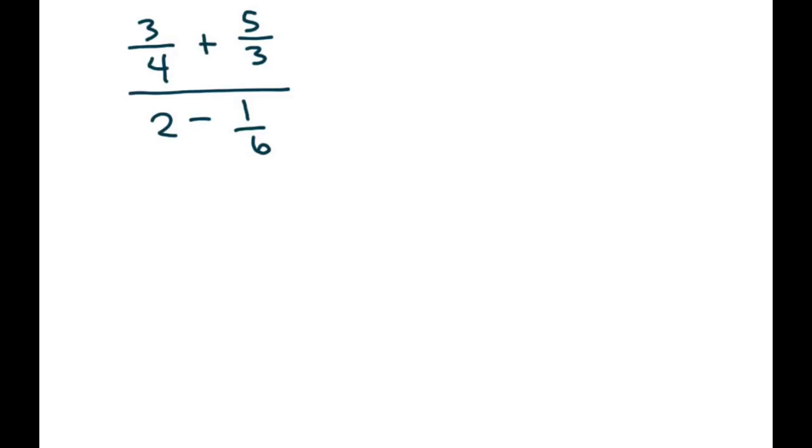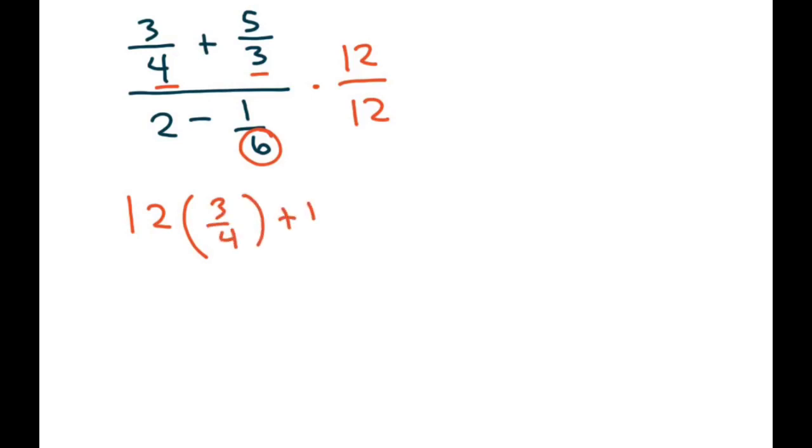My common denominator for both of these, I have a 6, but it doesn't match my 3 and 4 here, so my common denominator here is going to be 12. So I'm going to put 12 here and 12 here, because 6 goes into that, and 3 times 4 is 12. So when we do the first one, we have 12 times 3/4 plus 12 times 5/3. So 4 goes into 12 3 times. 3 times 3 is 9. 3 goes into 12 4 times, so 4 times 5 is 20.